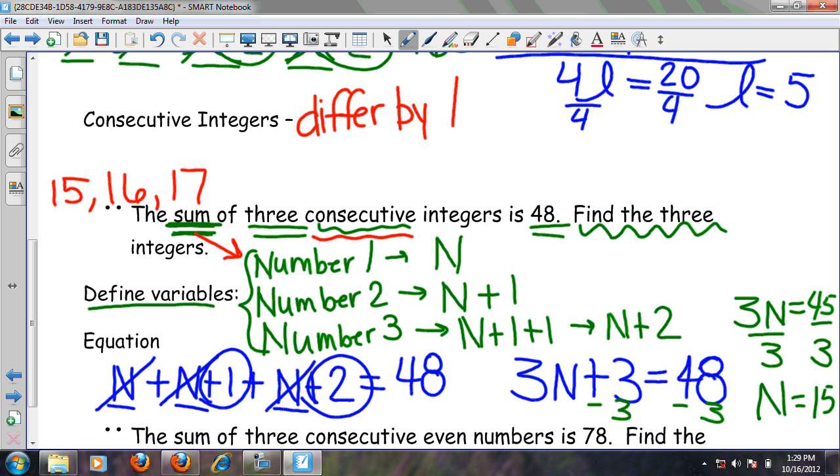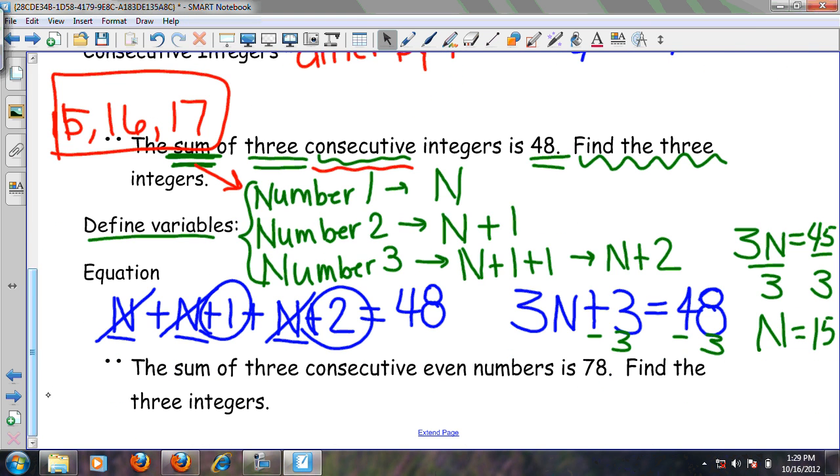If I take 15 plus 16, what do I get? 33? No, it's not 33. It's 31. Is 31 plus 17 going to give me 48? Yes. So I know these 3 are my consecutive numbers, 15, 16, and 17.